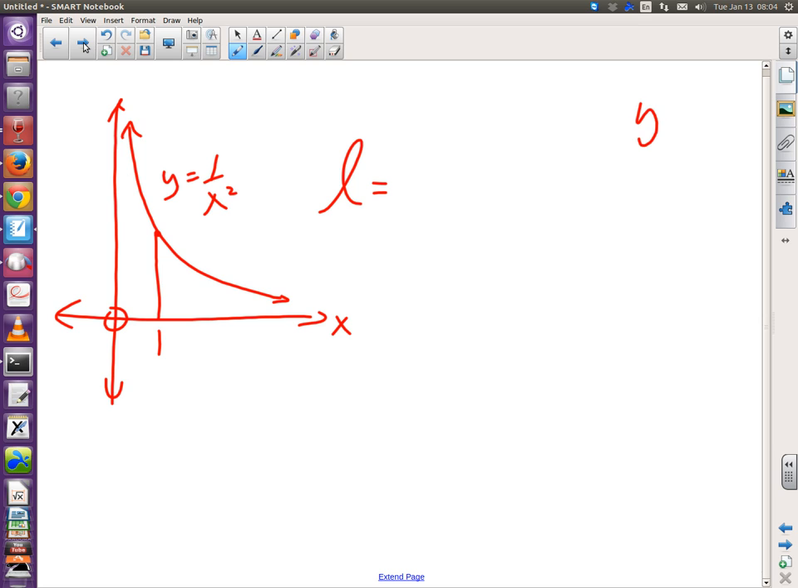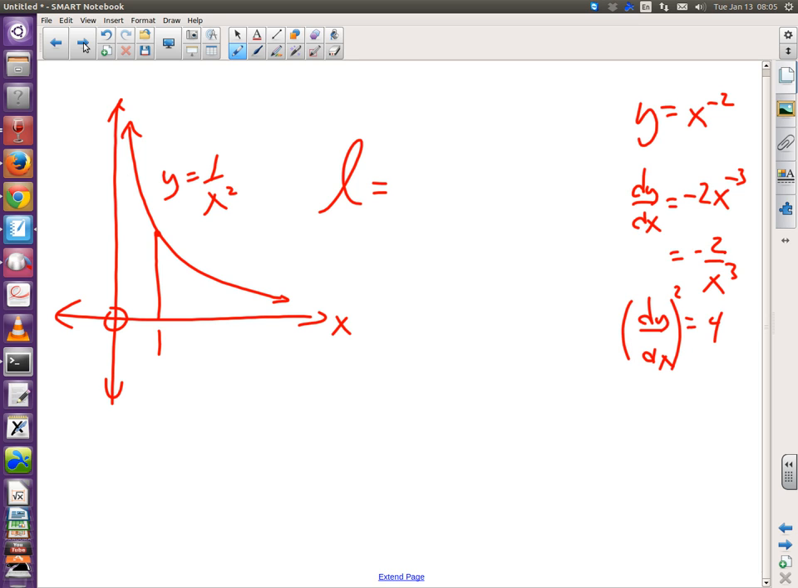So y is x to the negative 2, dy dx, what'd you get? Negative 2, x to the negative 3, which is negative 2 over x cubed. Okay, fine. And so square it, 4 over x to the 6th. All right, you need to do that somewhere. That's set up the arc length. You're trying to get the dL, right?